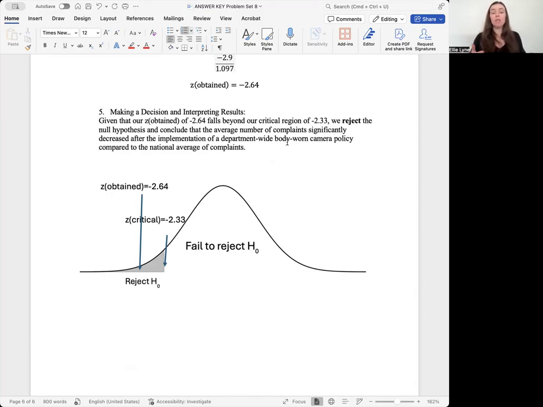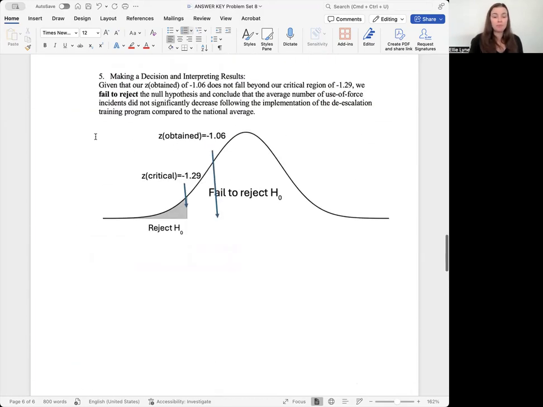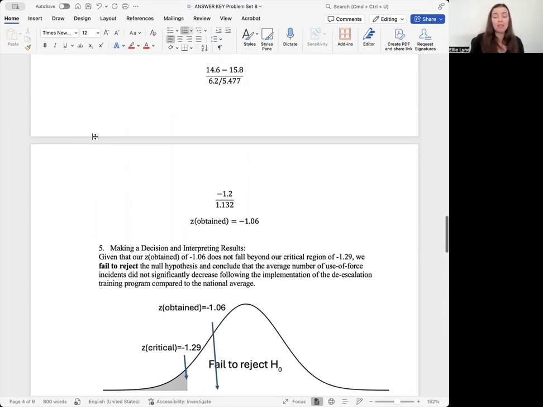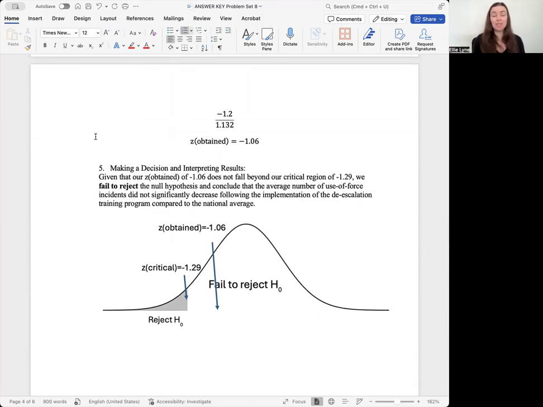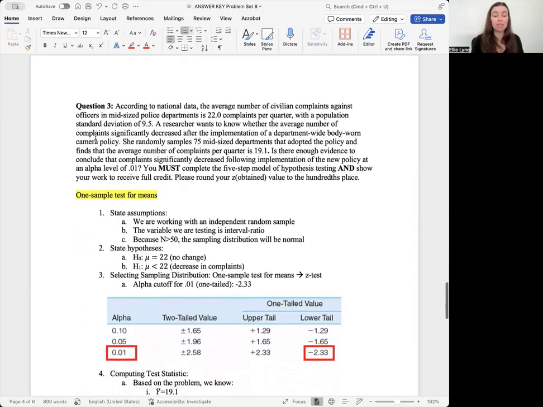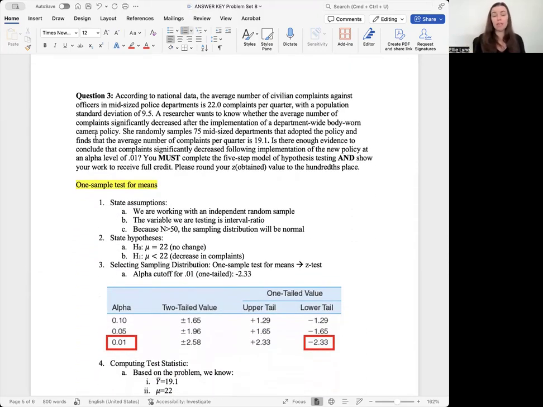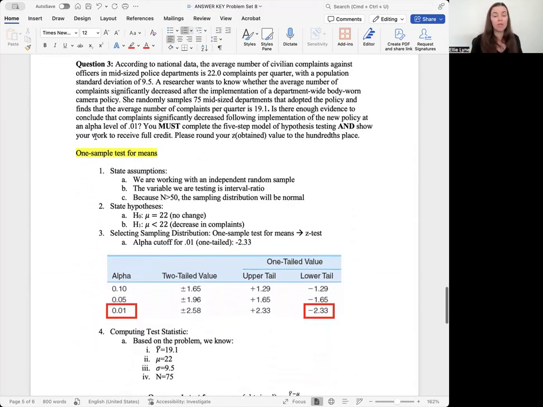So in other words, the body cam policy was successful, right? It significantly decreased the number of complaints. And so that was a success, right? Where we saw in question 2 that the use of force training might not have been as successful. And so if we're comparing different types of policies, this might be an indicator to police departments that, hey, this one might be more successful. And so maybe we should invest more money into these types of programs versus the others. And so that's where statistics can be really helpful in terms of program evaluation.